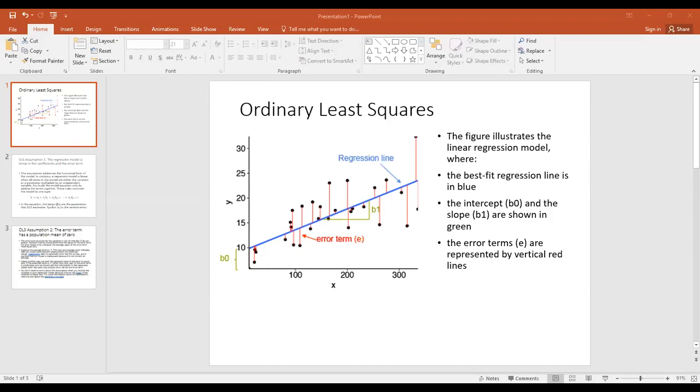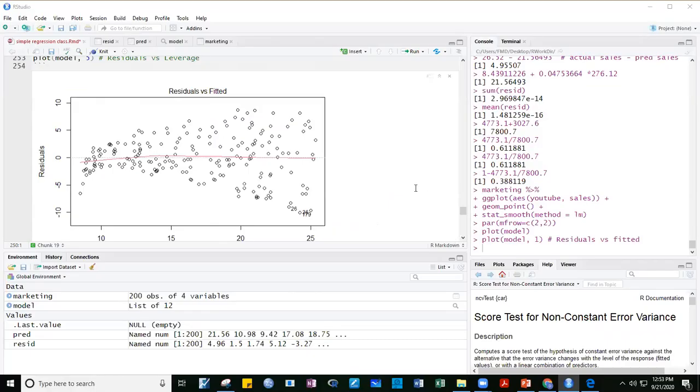Sir, are you sharing your RMD screen, sir? Ay, sorry. Thank you, Shi. Okay, sorry. Kita na? Yes, sir. Okay.